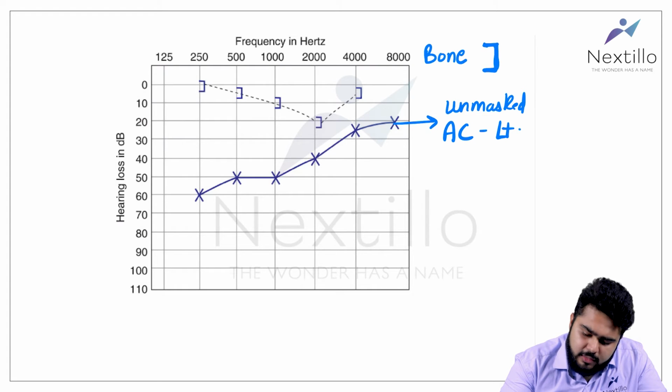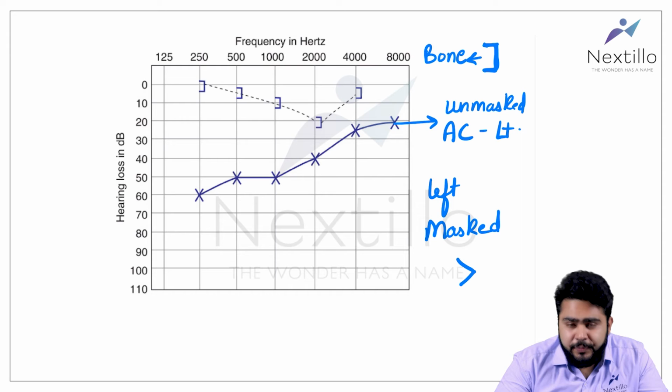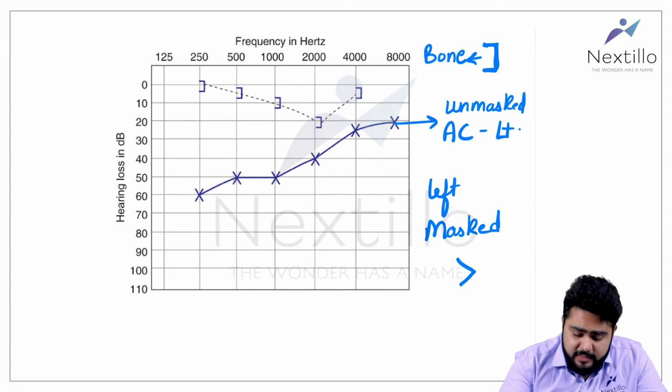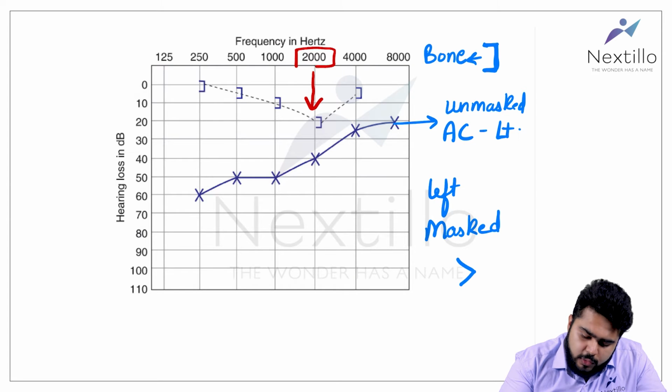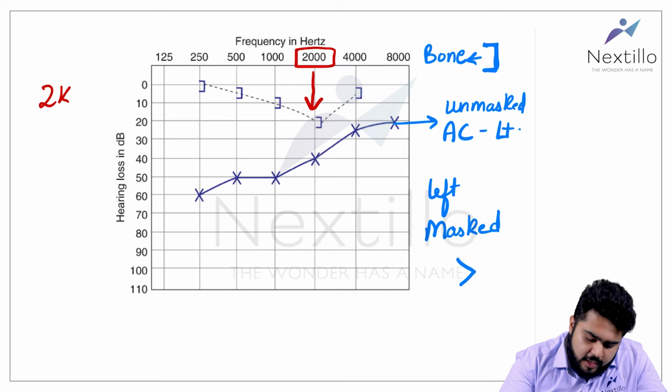This is a square bracket, open towards the left side, but this is masked, right? If it was unmasked, it would have been like this. Clear? Any doubts? Very good. If you see, there is a dip at the frequency of 2000 hertz in the bone conduction. So at 2K hertz, there is a dip.